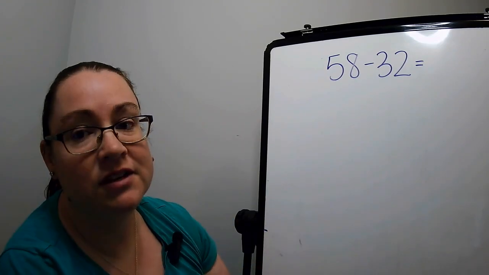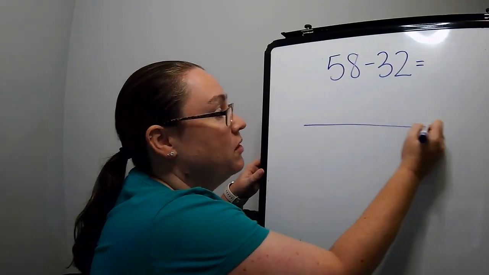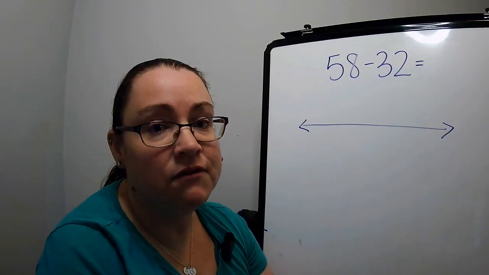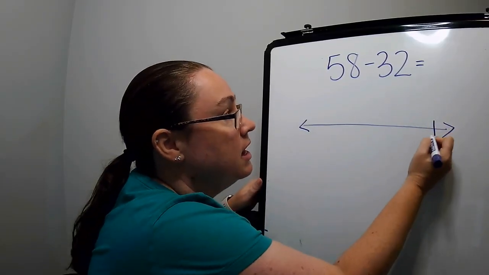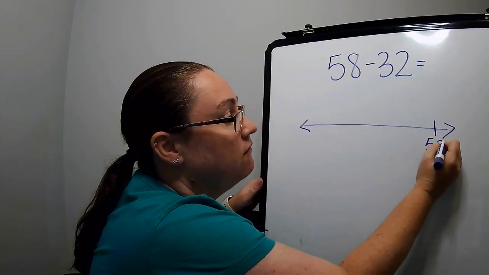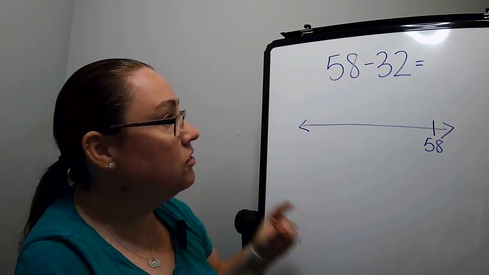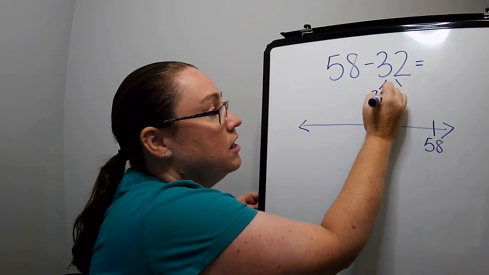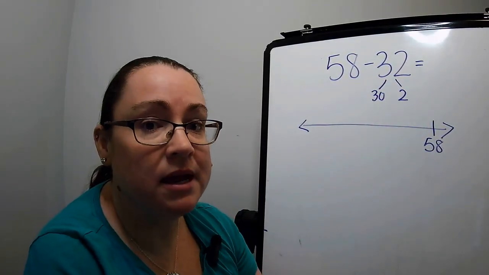Let's start with 58 minus 32. I need to start with an open number line. The open number line for subtraction is different than addition because you put the starting number on the right-hand side instead of the left. Now you're ready to take away 32. So you want to break apart 32 into 30 and 2 to help you know what jumps to make.